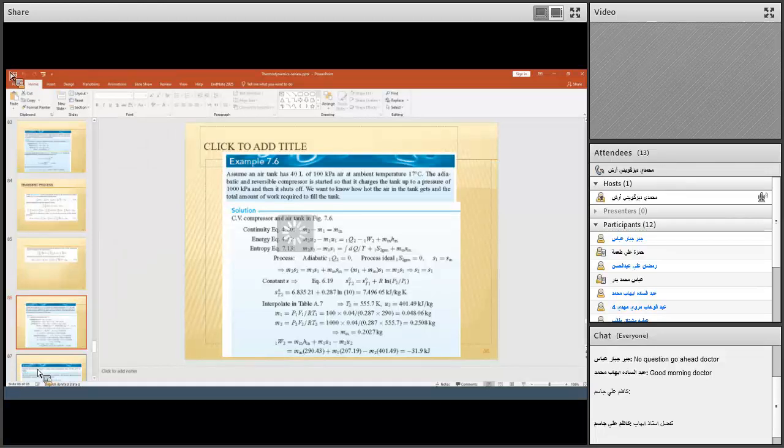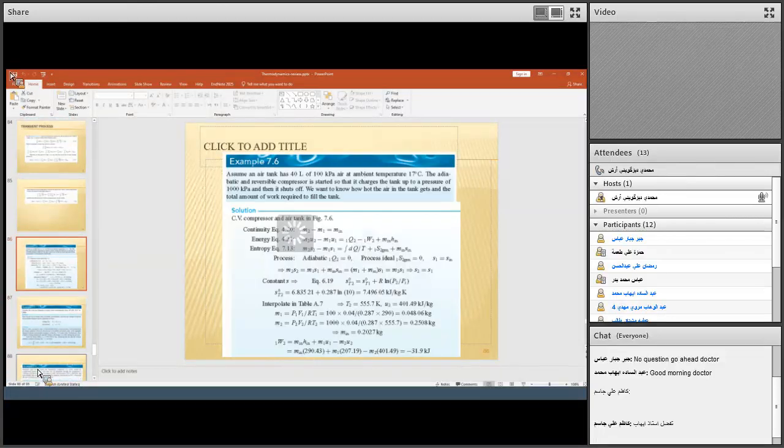That is equal to minus 31.9 kilojoules. So this is the amount of work required to fill the tank. Also the temperature is determined: the temperature at state 2 equals 555.7 Kelvin. This is an example of a transient process. Any question?